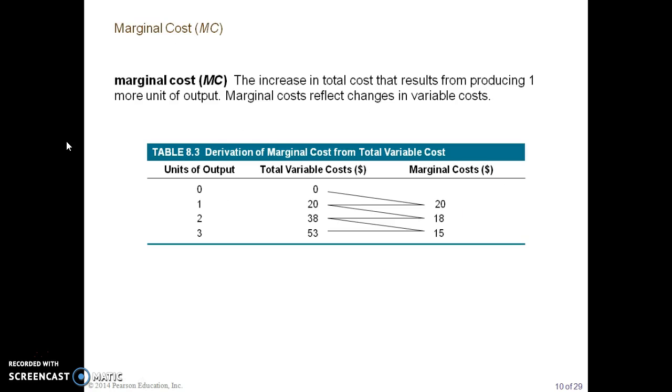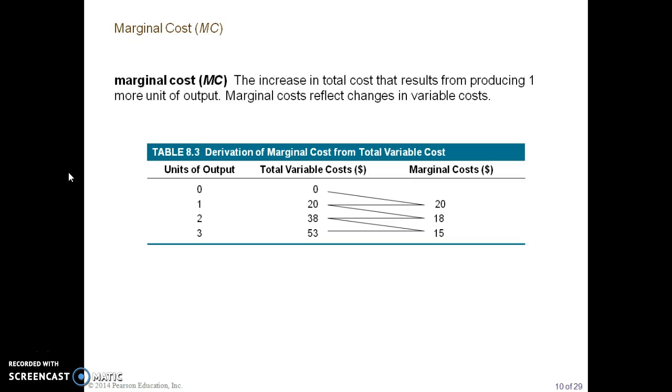Now, marginal cost is going to be the change in total cost from producing an additional unit. So when we go from 0 to 1 unit, you notice the cost of production is going to be 20. We go from 1 to 2 units, you notice the cost of production has increased from 20 to 38, so the second unit is 18. We go from 2 to 3 units, cost of production increased from 38 to 53.